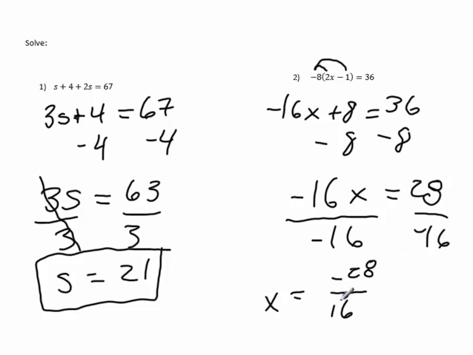Well, since 28 and 16 are both positive, then I know that they will reduce by at least 2. But I also know that 4 goes into both. So 4 goes into 28 7 times. So I get negative 7 over, and 4 goes into 16 4 times. So I end up with negative 7/4.